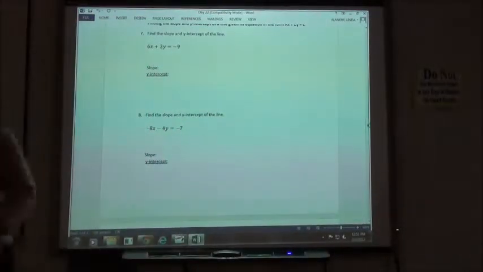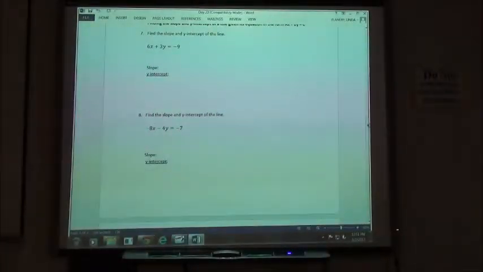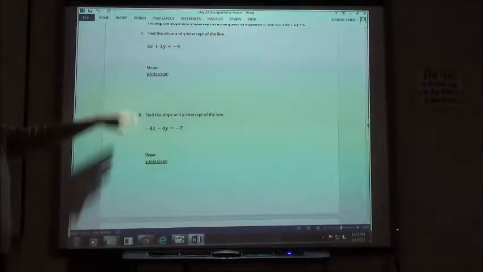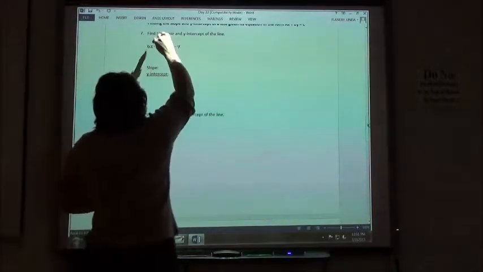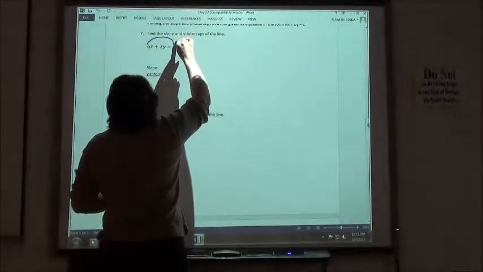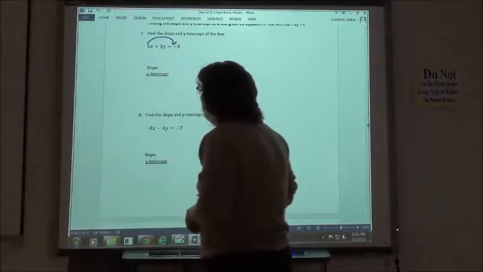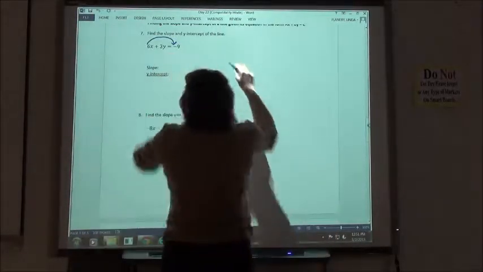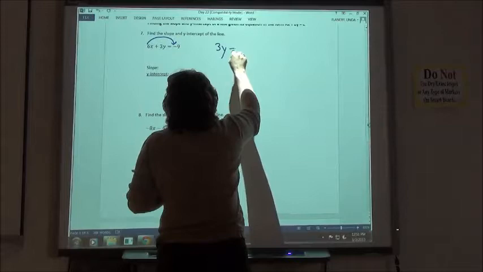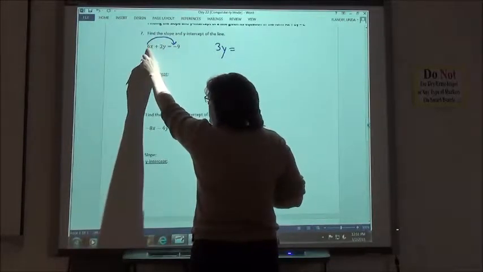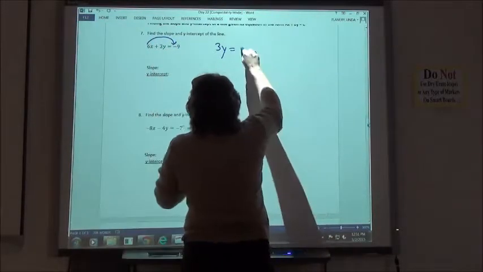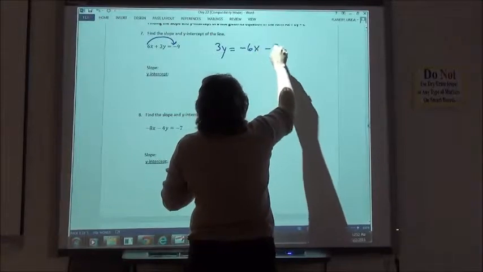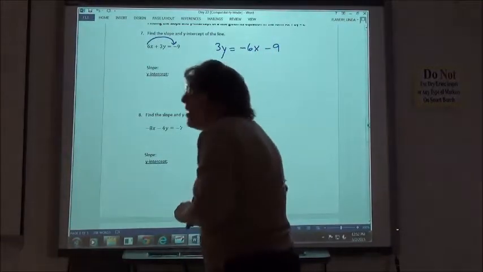So basically we just want to rearrange it and solve it so the y gets all by itself. So I'm going to move my x to the other side, and again, because it looks prettier, I like to put my x in front of my number, and so I'm going to put 3y equals, since this was a positive 6x, when I move it over I'm going to make it negative 6x, and then I'm just going to slide my -9 down on the end.